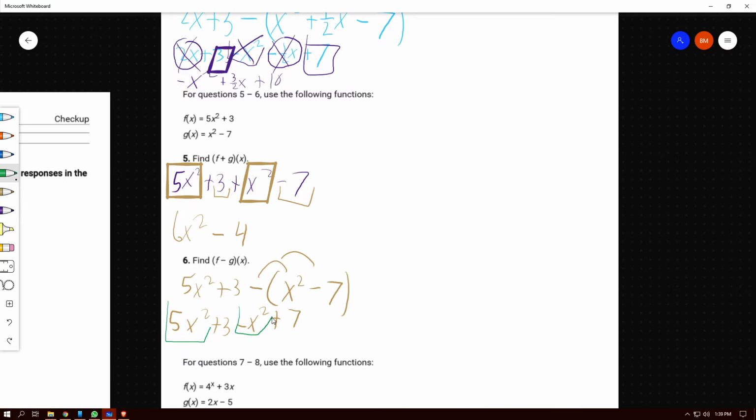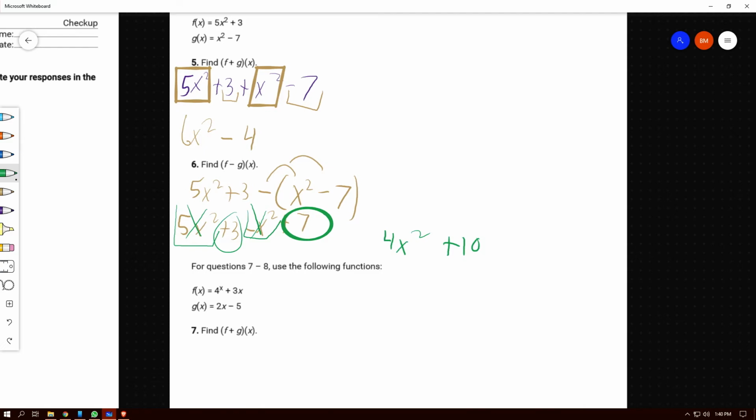like terms. I have a positive x squared, a 5x squared, and a negative x squared. Well, that's going to give me 4x squared. I have a positive 7 and a positive 3, plus 10. Boom. Alright, so again, subtraction, I had to do the parentheses and distributive properties. Get into a good habit now. We got it. We're rocking, we're rolling.